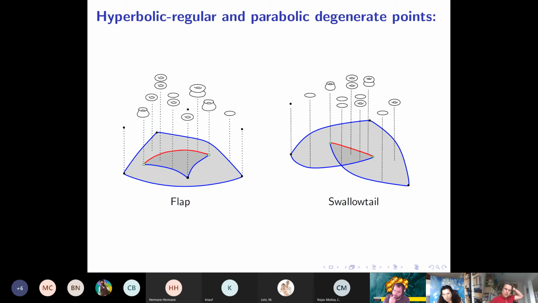Hyperbolic fiber. I do not completely understand what you mean, but I only have, I think, one or two slides left. May I just finish the talk? We talk about it. Sorry.